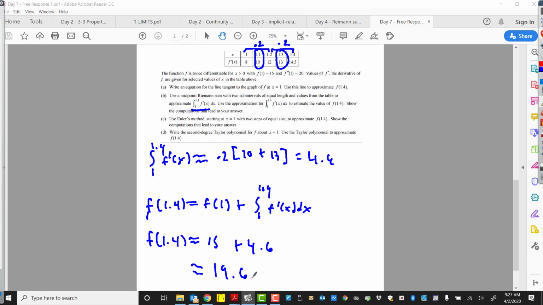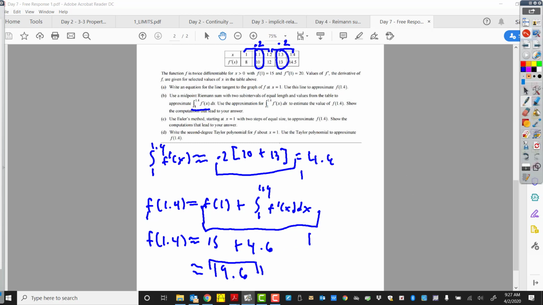There we go. All right, 3 points available for this part. 1 point for using the midpoint Riemann sum properly. So 1 point there. 1 point for using the fundamental theorem of calculus, which is this part here. That's part of the fundamental theorem of calculus. And then 1 point for your final answer. Okay? So there is our full answer and point distribution for part B. Let's move to part C.